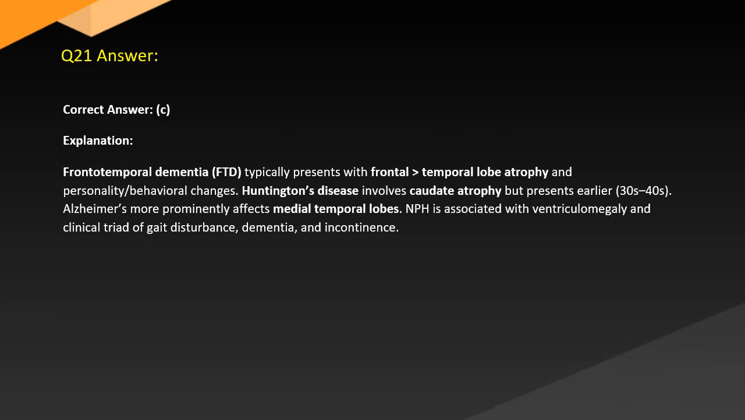Answer. Correct answer C. Explanation. Frontotemporal dementia (FTD) typically presents with frontotemporal lobe atrophy and personality and behavioral changes. Huntington's disease involves caudate atrophy but presents earlier, in the 30s to 40s. Alzheimer's more prominently affects medial temporal lobes. NPH is associated with ventriculomegaly and the clinical triad of gait disturbance, dementia, and incontinence.